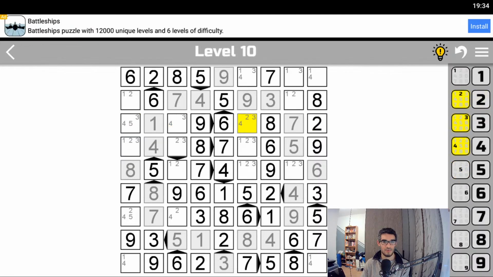So let's take away the 2s. Let's take away the 5. So the 5 can only go there, and the 3 can only go here, right? So that's a 2, that's a 1, that's a 4, that's a 3, that's a 4.